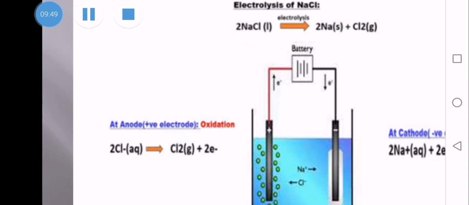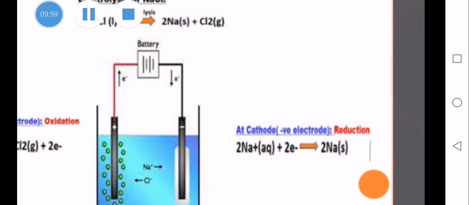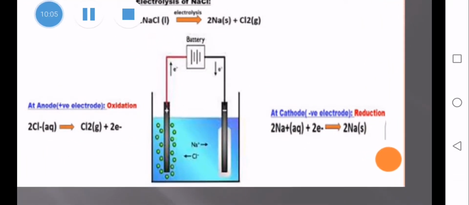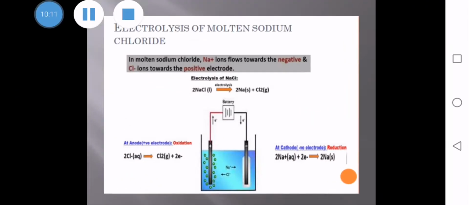You can see both at the anode and at the cathode. At the anode, oxidation occurs: the chloride ions, by losing two electrons, convert back into chlorine gas and are liberated at the anode. At the cathode, reduction occurs: the sodium ions, by gaining electrons, convert into sodium metal and deposit on the cathode. Here you can see sodium is attracted toward the cathode and chlorine gas forms at the anode.